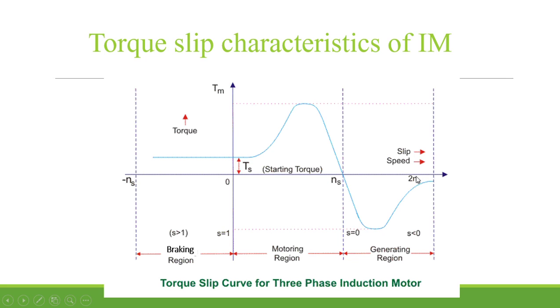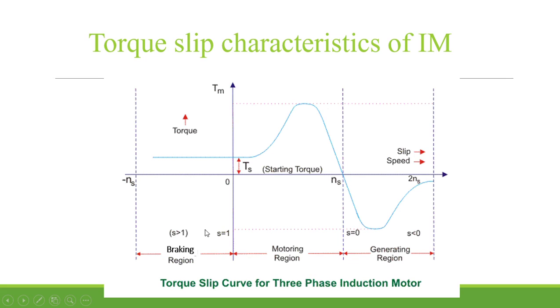Then in the generating region, slip will be less than 0, and the speed will be greater than the synchronous speed. When the rotor speed is 2 ns, the slip will be minus 1. So we will get a characteristic as such in the generating region. In the generating region, the induction motor will receive mechanical energy and deliver electrical energy. And in the braking region, we are trying to apply the brake, we are trying to stop the motor. By two methods, the plugging method and the regenerative braking method, we can stop the motor.